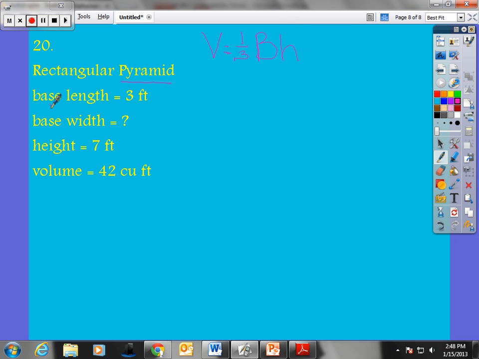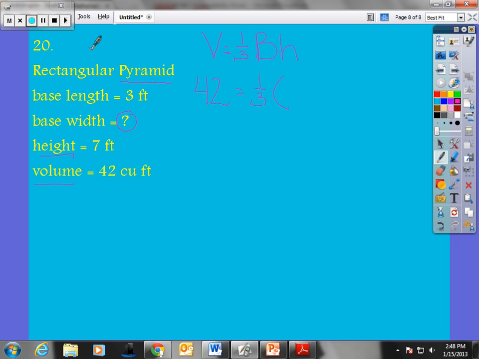So, let's see what they gave me. They gave me the length of the base. They gave me, I don't know the width. They gave me the height of the pyramid, and they gave me the volume of the pyramid. So, let's slowly substitute these in. So, volume is not unknown. It is 42. 42 is equal to 1/3 times the area of the base.